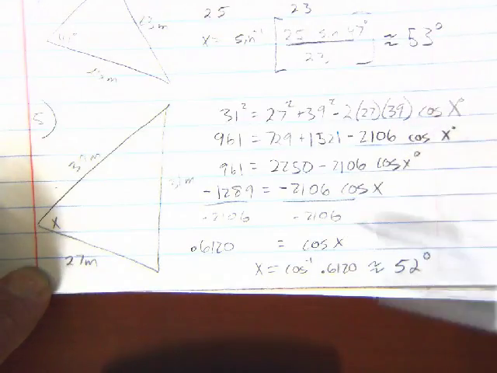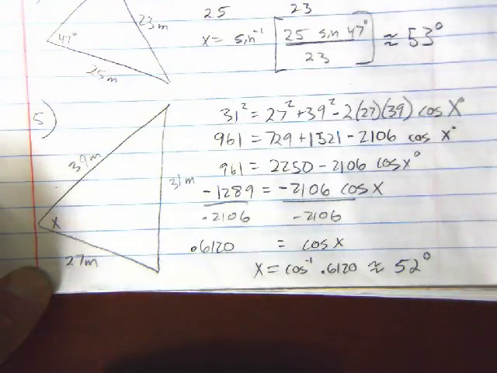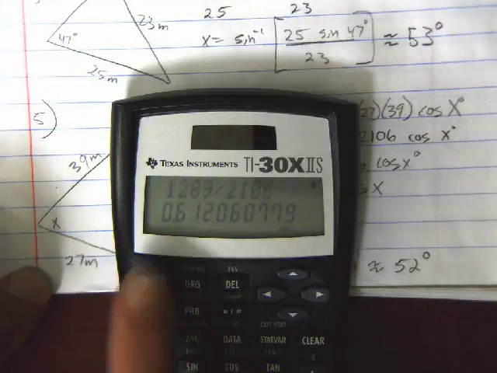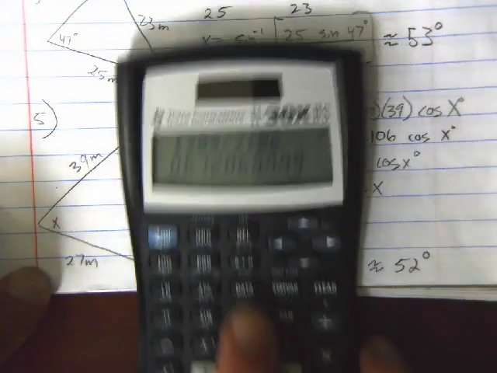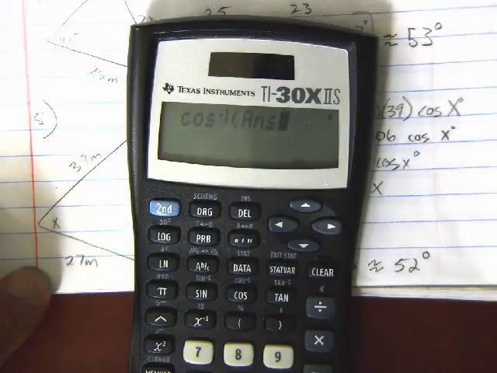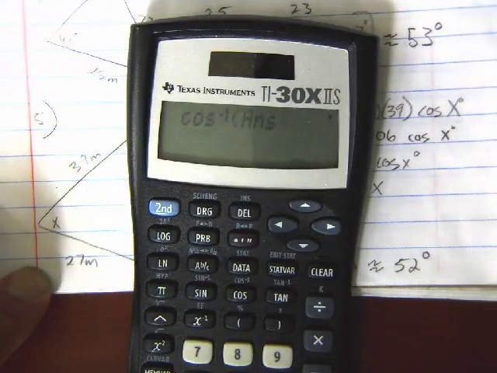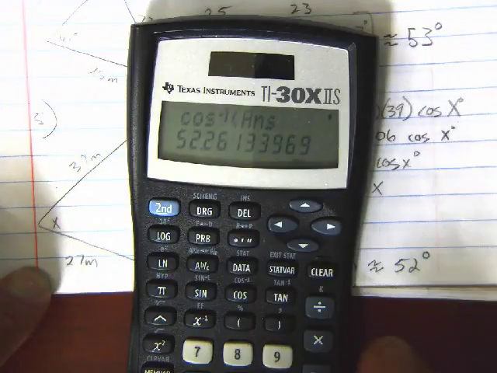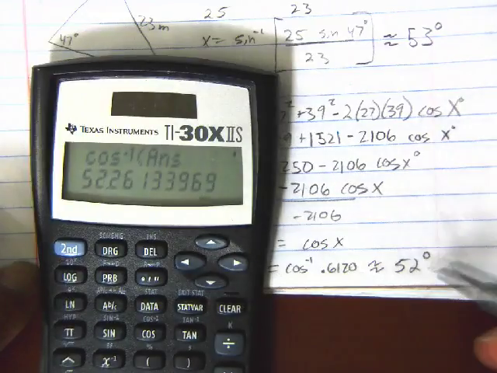So it's the inverse cosine of that large number. So in my calculator, I would do second cosine, second answer, because it stores that answer, and then I'd hit equal, and it gives me that 52.26, or roughly 52 degrees.